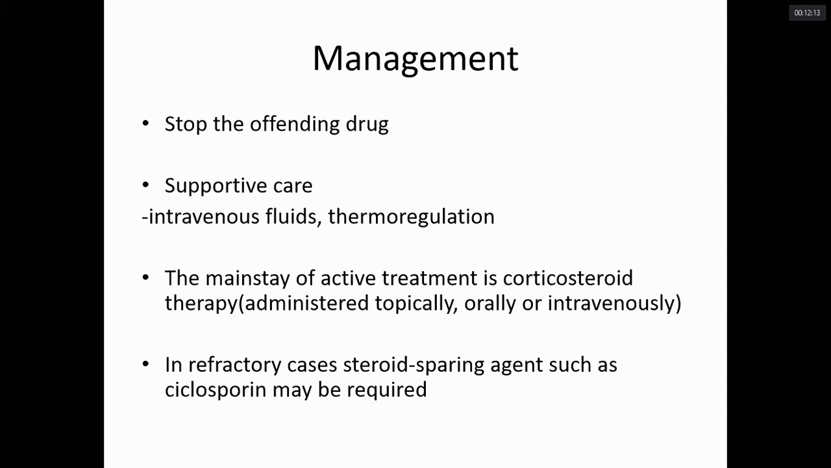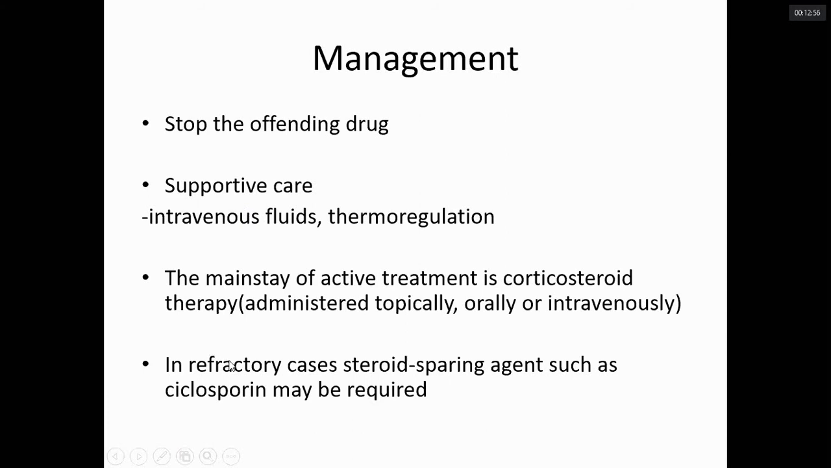Now the management is, first of all, we have to stop the offending drug and supportive care has to be given. As the generalized body surface area is involved, there can be chances of fluid loss, temperature loss, so we have to give IV fluids and thermoregulation we also have to do. The mainstay of treatment is corticosteroid therapy. Corticosteroid therapy is administered topically also, and either orally or IV, depending on severity. In oral, we mostly give prednisolone. In IV, we can give hydrocortisone, we can give dexamethasone.